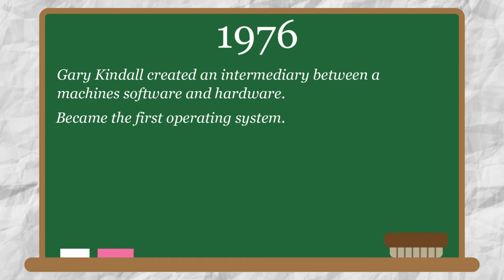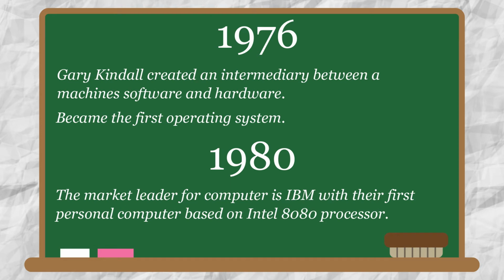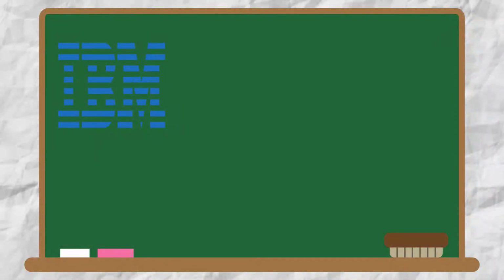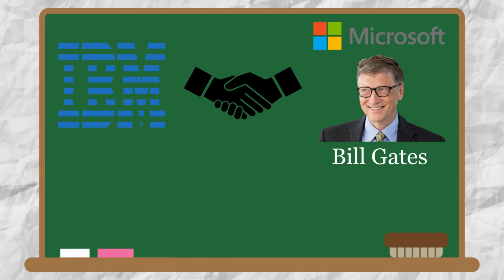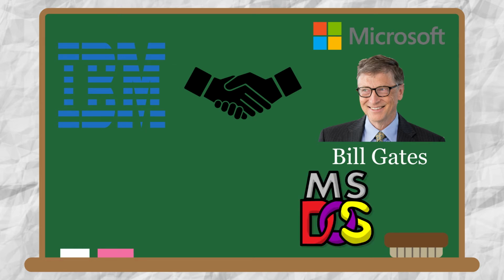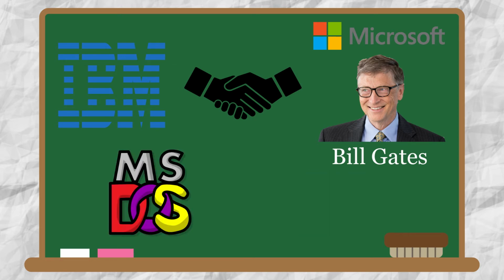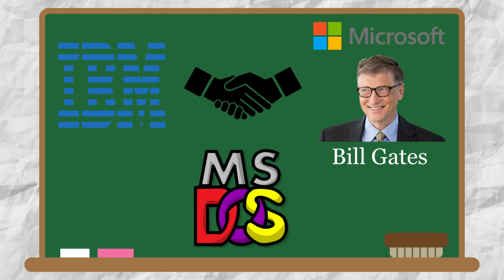In 1976, Gary Kildall created an intermediary between a machine's software and hardware, and this became the first operating system. In 1980, the market leader for computers was IBM, and they responded with their first personal computer, also based on the Intel 8080 processor. IBM turned to a young programmer named Bill Gates at a company named Microsoft. They convinced Microsoft to let them own the rights to its operating system. Gates developed MS-DOS, which he licensed to IBM and eventually other PC manufacturers.